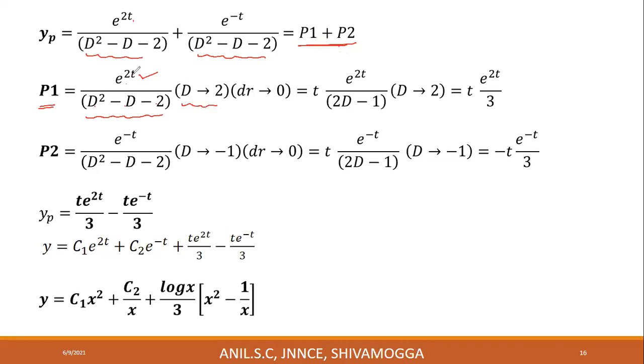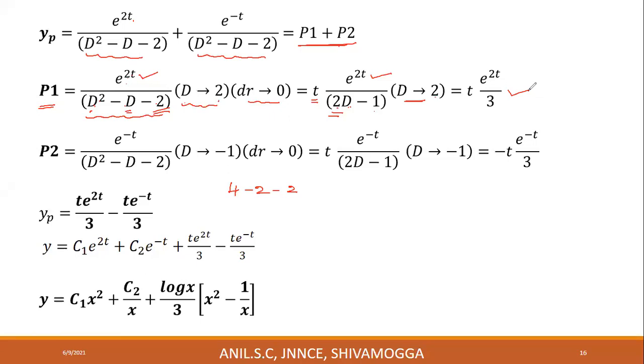Replace d by a. Here a is 2. Replace d by 2. What will be the denominator? 2 square is 4, minus 2, 0. Denominator tends to 0. In such cases, multiply by t. Keep numerator as it is. Differentiate denominator. Derivative of d square is 2d, and that of minus d is minus 1. Minus 2 is a constant, its derivative must be 0, and replace d by 2. T into e power 2t divided by, replace d by 2, 2 into 2 is 4, 4 minus 1 is 3. This is what we require, P1.